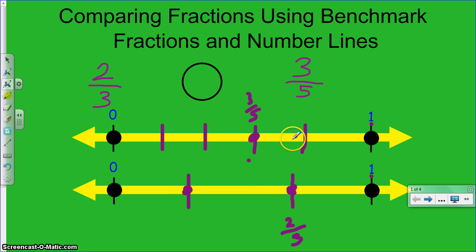I can say, okay, well, which one's closer to the number 1/2? Is it 3/5 here, or is it 2/3? And I think you can really tell that 2/3 is much closer to 1/2. So 2/3 is going to be, let me put my symbol in here, greater than 3/5.